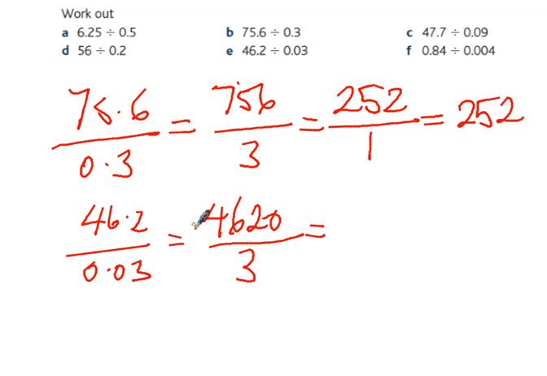And now what I'll look to do is to simplify. So common factor, I'm going to try and divide by 3. So again, I've got a denominator of 1, so I know my answer is going to be 1,540.